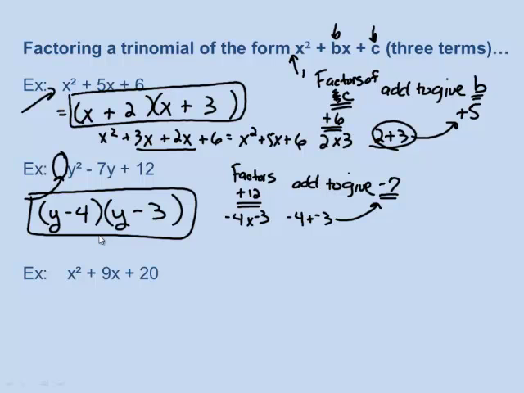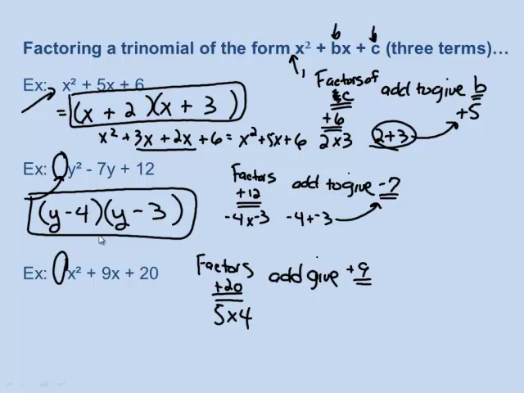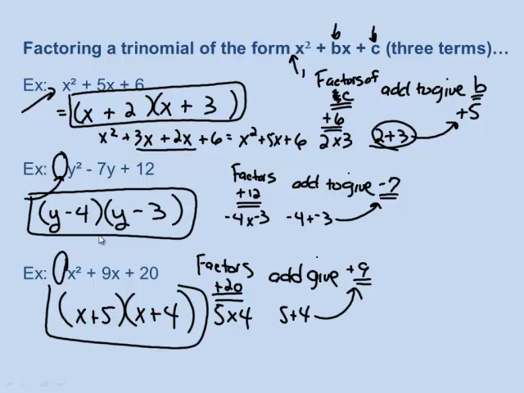All right, this example, again, the leading coefficient is 1, so we simply need factors of a positive 20 that when you add them give you your middle term, which is a positive 9. So positive 20 can be broken down to be 5 times 4. 5 times 4 is 20. 5 plus 4 is a positive 9. So we've got x plus 5 and x plus 4 for the factored form of that third trinomial.